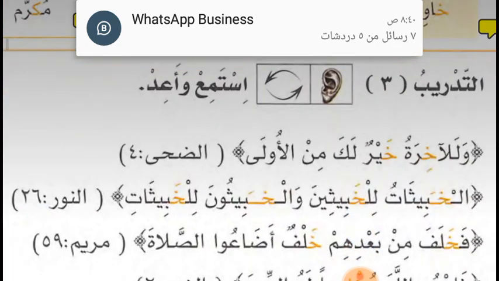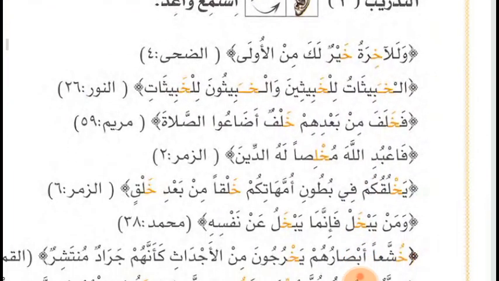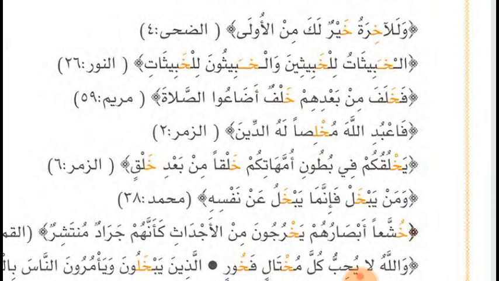Then we have istamic wa id, listen and repeat. Read these Quranic verses. وللآخرة خير لك من الأولى. You read it or I have to read it? Just read it. Read all these verses. Yes? Yeah, read all of them. Okay.